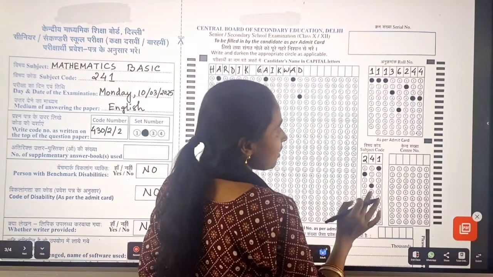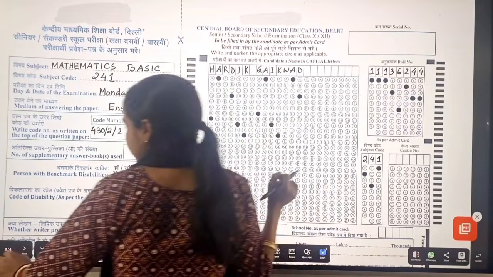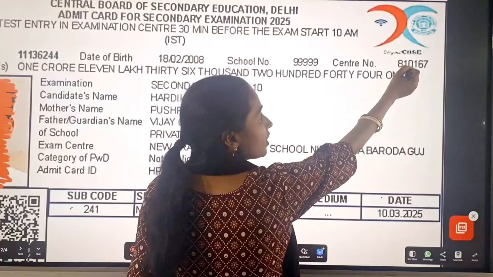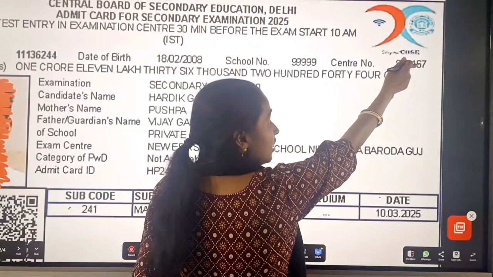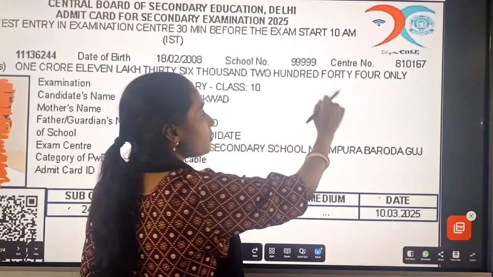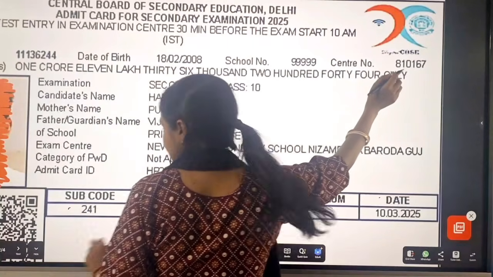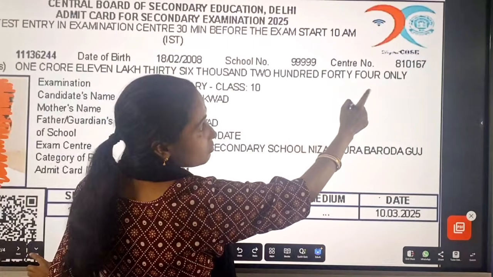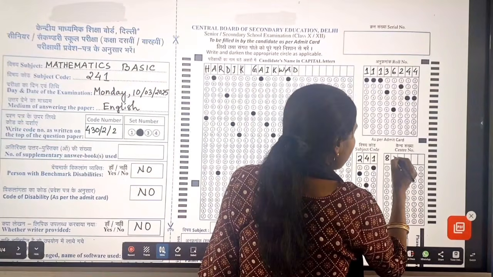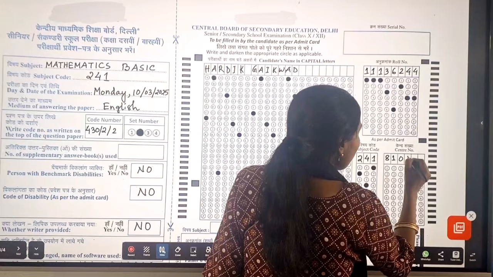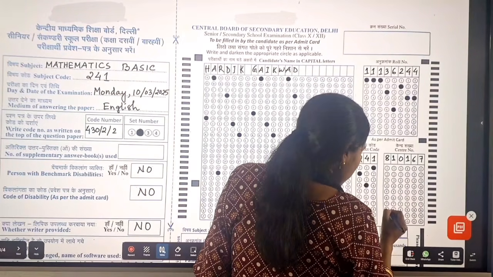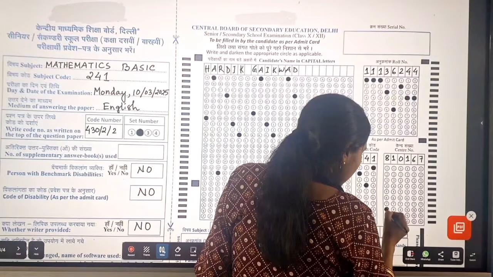Next is center number. The center number is again written in your admit card. See, center number. Here it is written 810167. Exactly in the same position you will see it in your admit card, where center number is written. Whatever is written, you have to write it. 810167. Same process, you have to circle it.